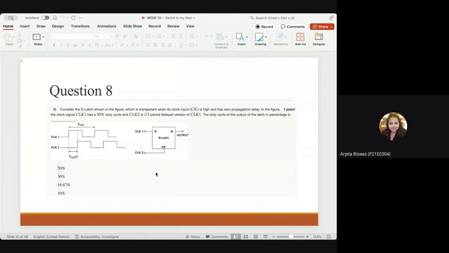Go through the circuit carefully. The first option is 50%, then 30%, or 16.67%, or 10%. So go through the question carefully and try to find out the right option.